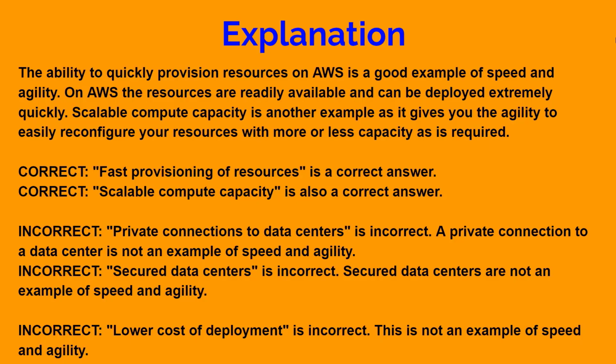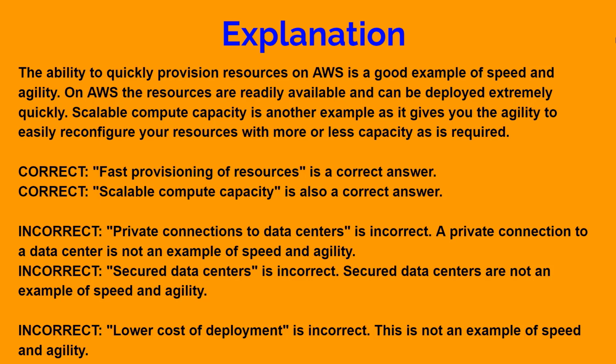Explanation. The ability to quickly provision resources on AWS is a good example of speed and agility. On AWS the resources are readily available and can be deployed extremely quickly. Scalable compute capacity is another example as it gives you the agility to easily reconfigure your resources with more or less capacity as is required. Correct. Fast provisioning of resources is the correct answer. Correct. Scalable compute capacity is also a correct answer.